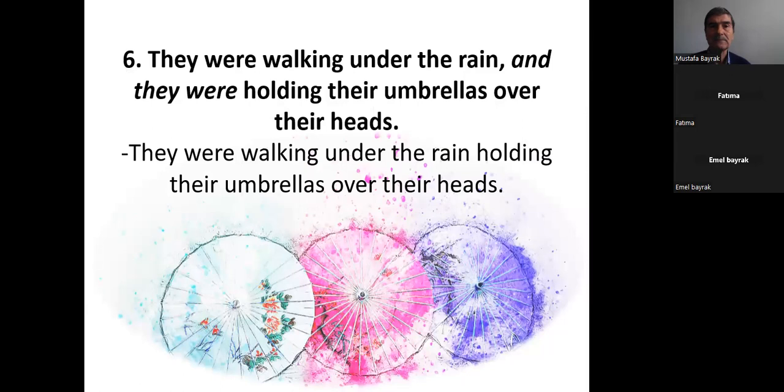6, they were walking under the rain and they were holding their umbrellas over their heads. What is the use of using "they were" again? The better form is this: they were walking under the rain, holding their umbrellas over their heads. They were walking under the rain, doing what? Holding their umbrellas over their heads.